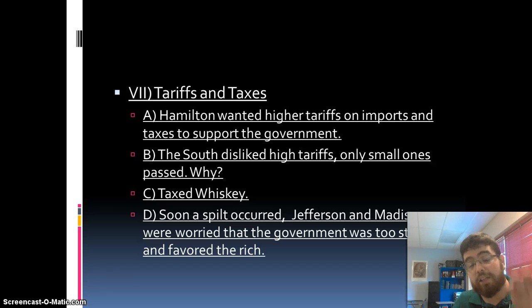So we have this balance of who should be in charge. Should it be all the people or the ones with the means and the education and the power to do so? And that whole conflict, we're still having that today. So that's the very end of this.